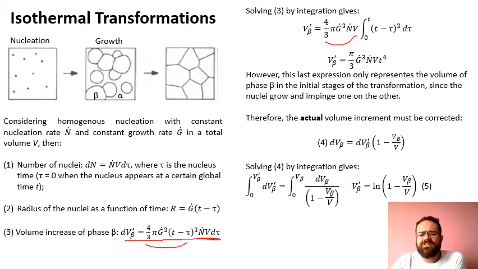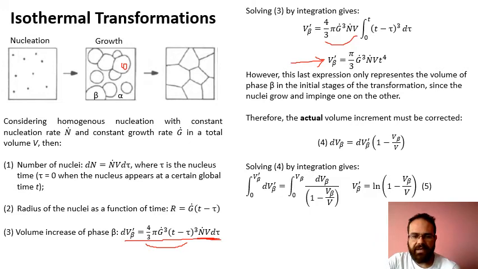Now, why is this not the actual volume of beta? This is actually a sort of extended volume, because to develop this expression, we took into account that the volume available for nucleation was always the same throughout the process. And this cannot be true because, for example, once we have nucleation and growth, we cannot form a new nucleus of phase beta where we already have phase beta. So what we need to do is correct the available volume for nucleation as the process keeps moving. This is valid only for very small transformation fractions, so for the beginning of the process.